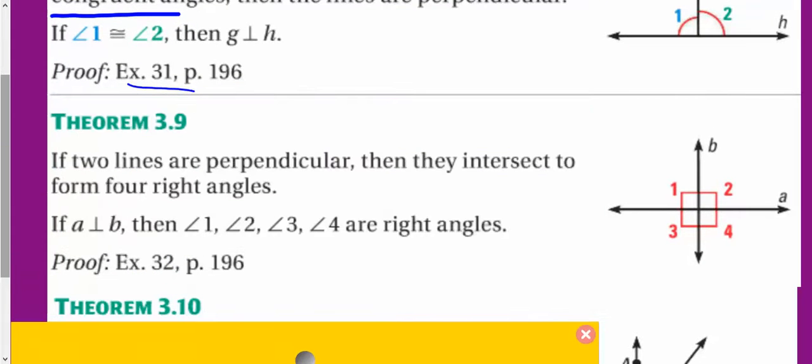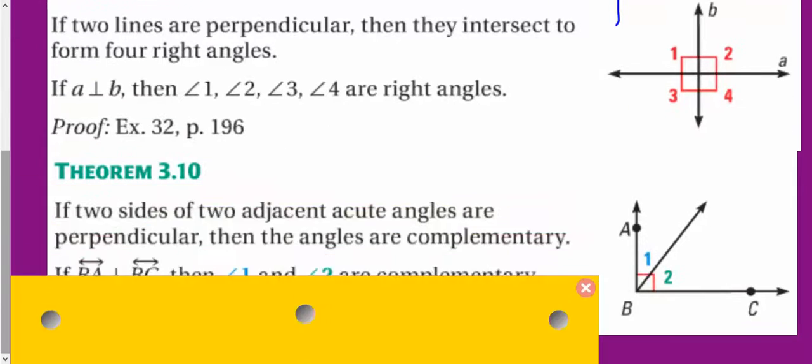And then this one here is really trivial. If two lines are perpendicular, then they intersect to form 4 right angles. Well, normally when lines intersect, you have one right angle, and then these are vertical, and then these are a linear pair, and those are vertical, so they're all 90. So again, very trivial stuff here.